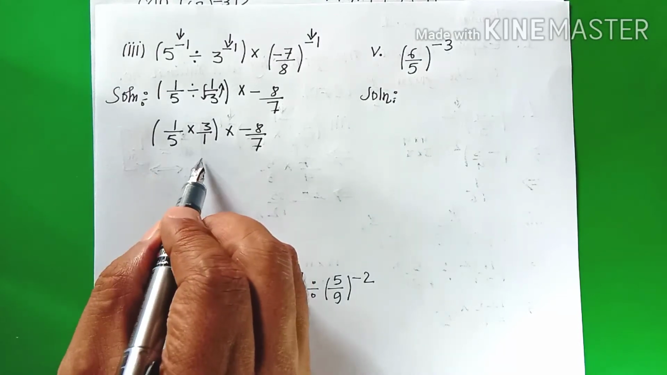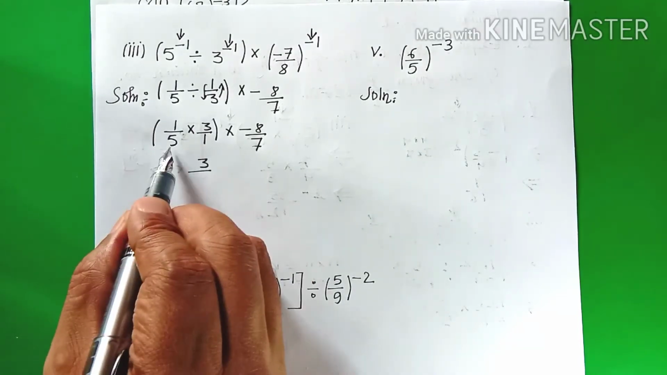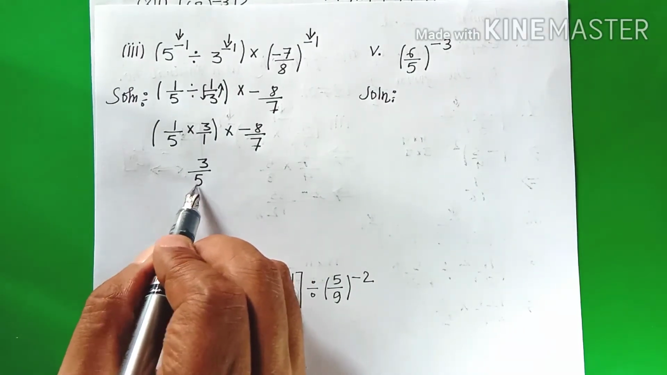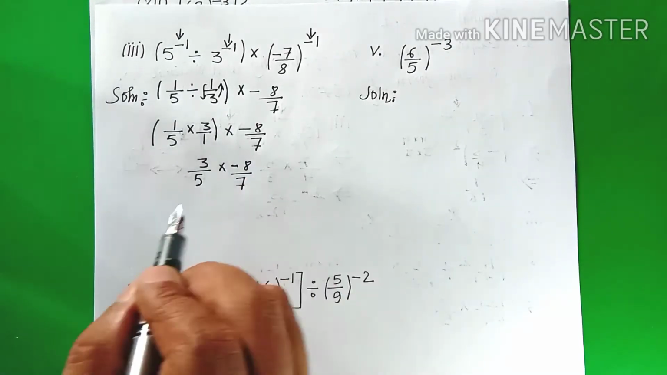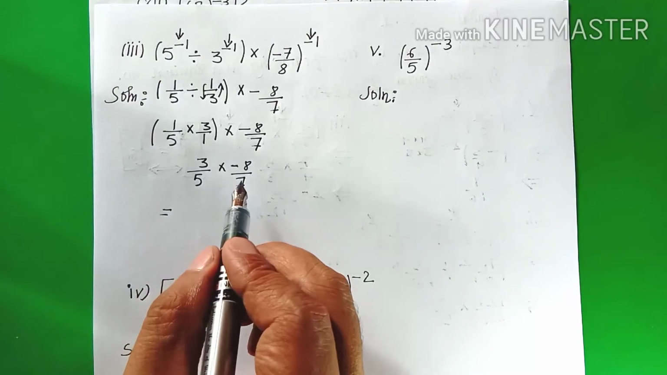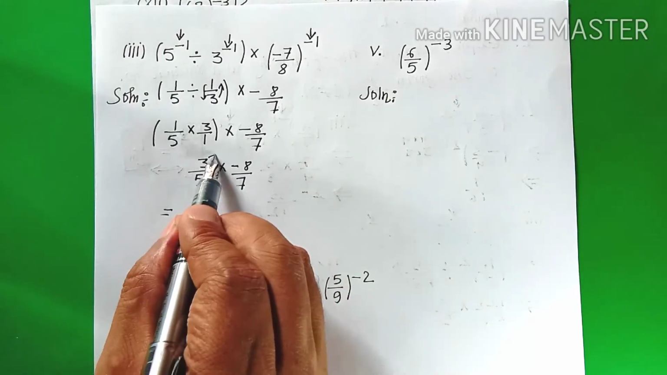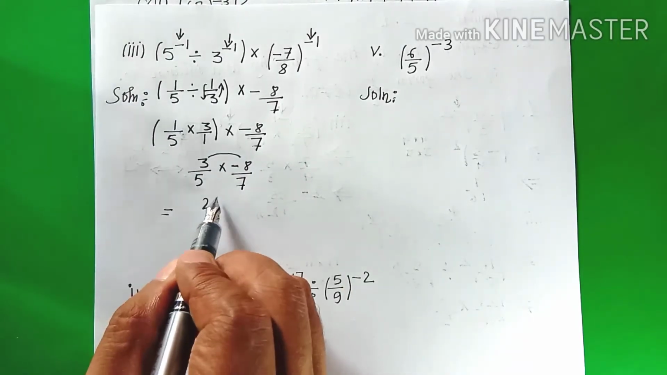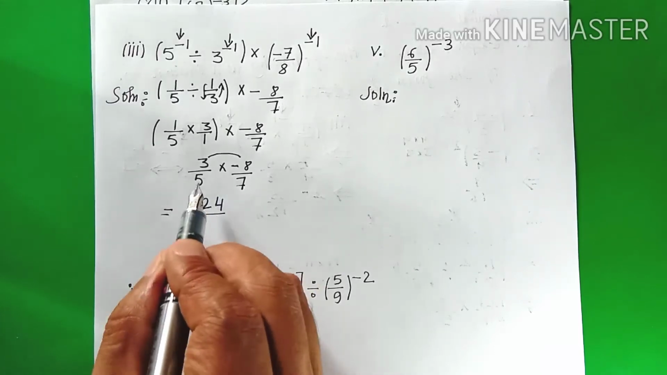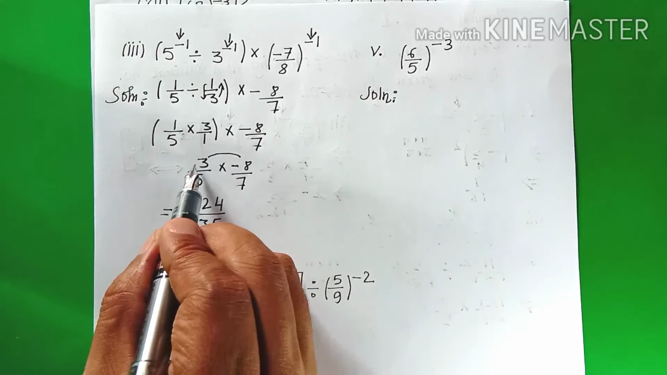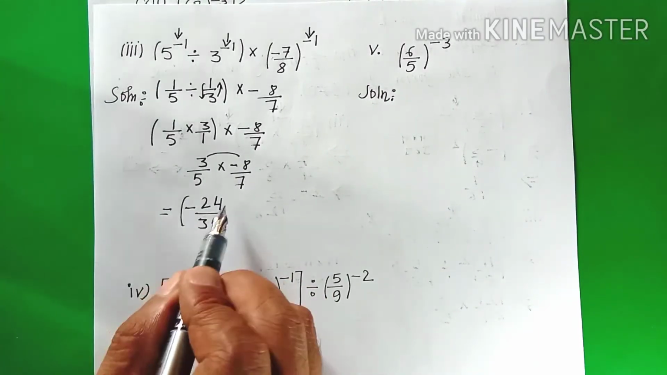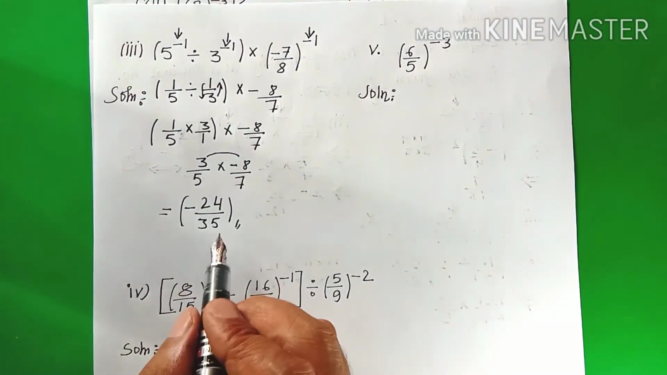Now 1 into 3 equals to 3 divided by 5 into 1, that is 5 times of 8 divided by 7. Again here we don't have any common factor other than 1, so 3 times 8, which is equal to 24 divided by 5 times 7, which is equal to 35. Negative positive, that is negative. That is how the third solution we have got.